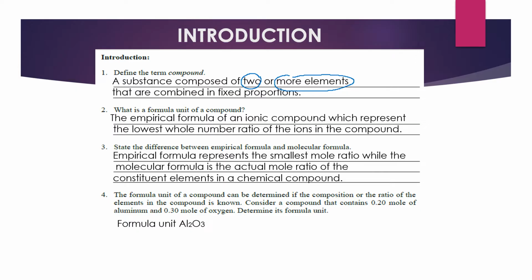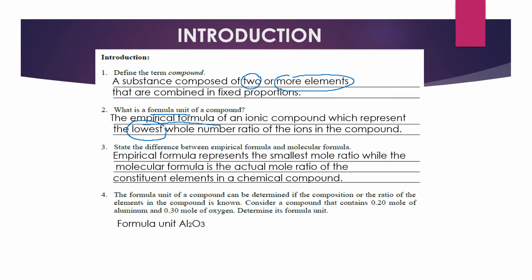Number 2, what is a formula unit of a compound? Formula unit is the empirical formula of an ionic compound which represents the lowest whole number ratio of the ions in the compound. You can call it formula unit or empirical formula.